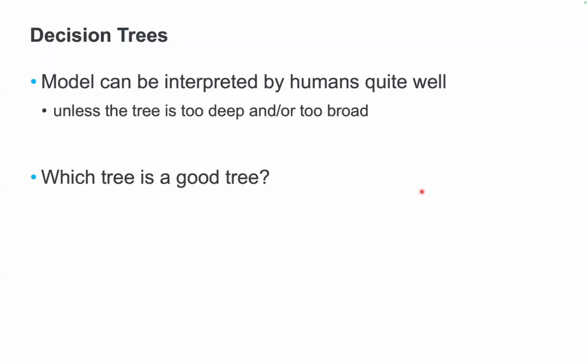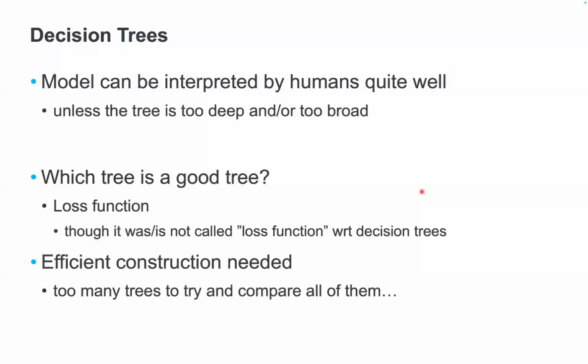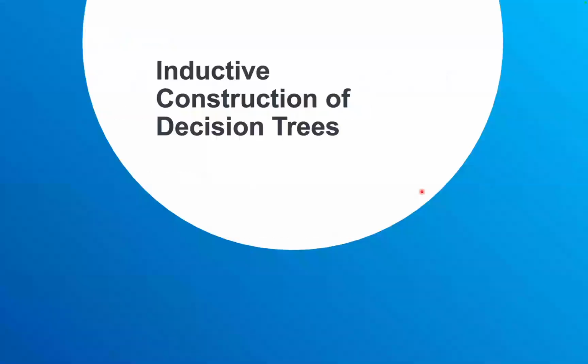Now, the question is, which tree is a good tree? I can construct tons of trees that show similar behavior. And implicitly, what I try to do is optimize a loss function such that I correctly predict my training data most of the time. When decision trees came up, it was typically not called a loss function at that time. And with decision trees, I also have a kind of greedy algorithm to come up with a good tree. And the construction of that tree happens in an inductive manner.